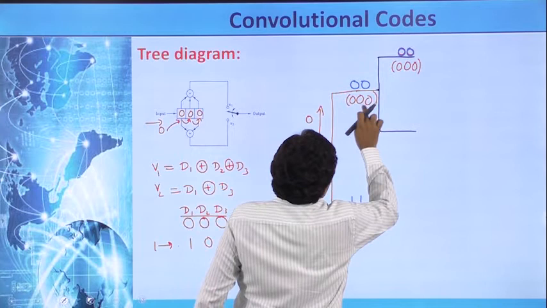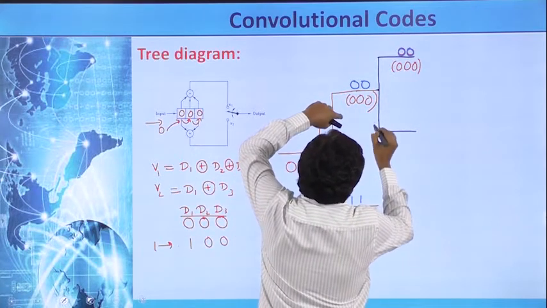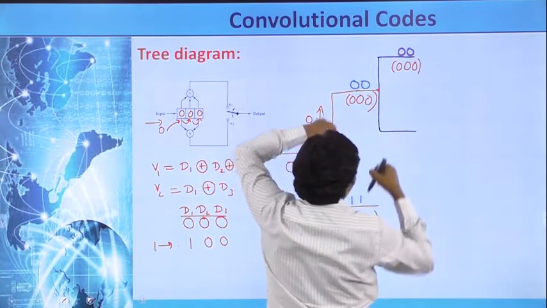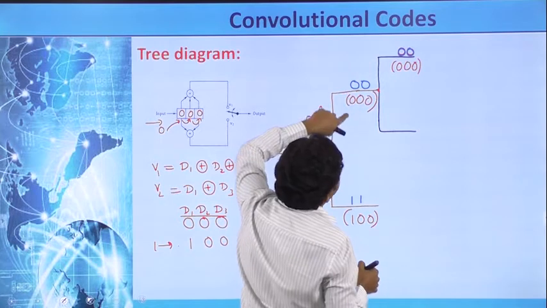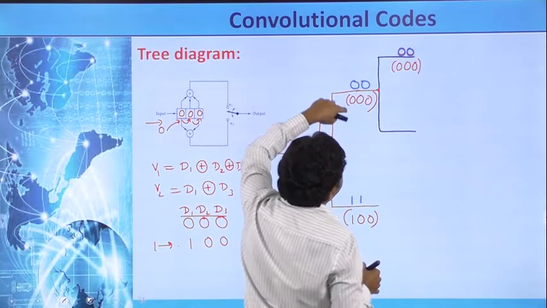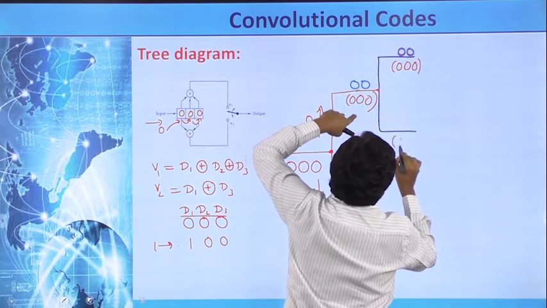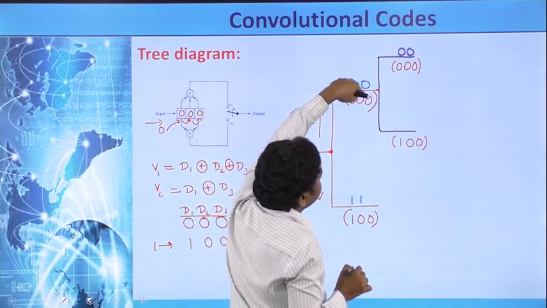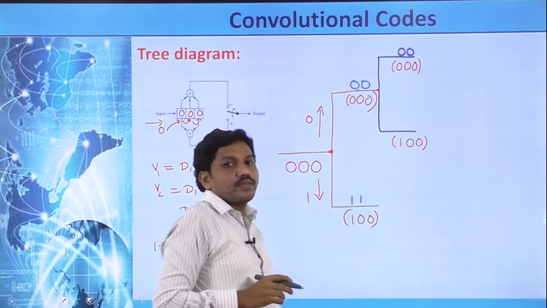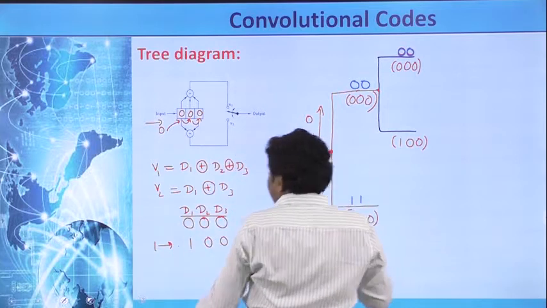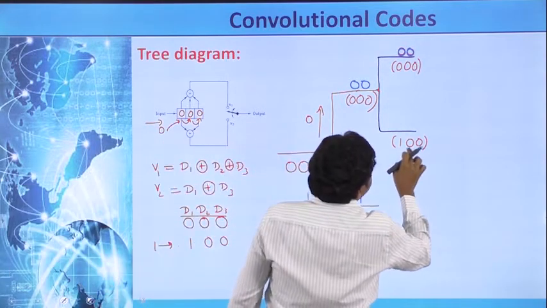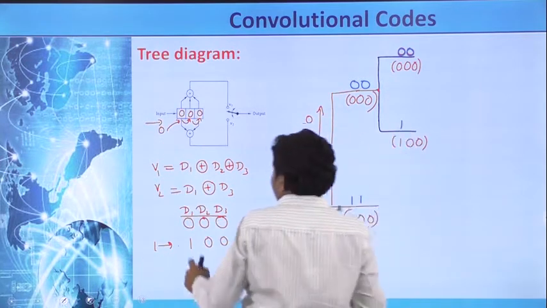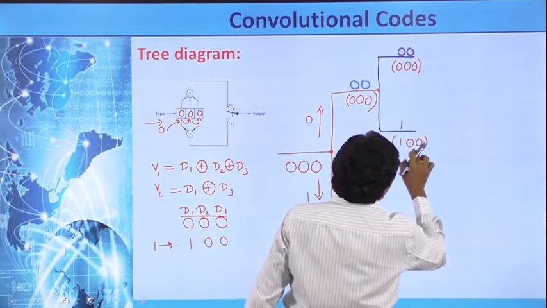The bits in the shift register are all zeros. When you are applying 1, 1 means downward direction, remember. So when you are moving downward from this node, 1 is applied. The bits in the shift register are 0 0 0. If you apply 1 as the input, it becomes 1 0 0. That means the 1 comes into the first place, the 0 comes into the second, the 0 comes into the third, and the last 0 comes out. So what are the output bits? 1 0 0. V1 means the sum of these three, so 1. V2 means the first one and the last one, so 1 plus 0, it is also 1.